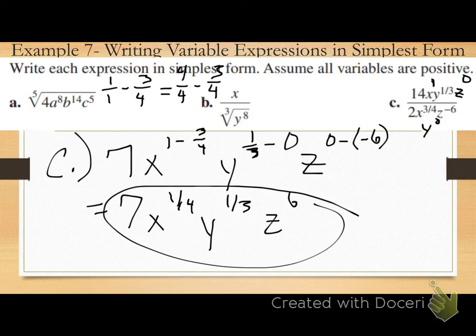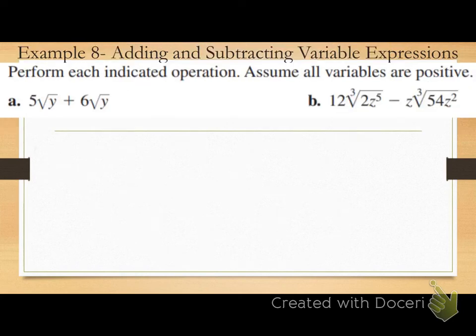Any questions on C? Can I move on to our second to last? Actually, we have one more slide. Yes. Can I move on to my last slide? Yipperdoodle. Let's do it.